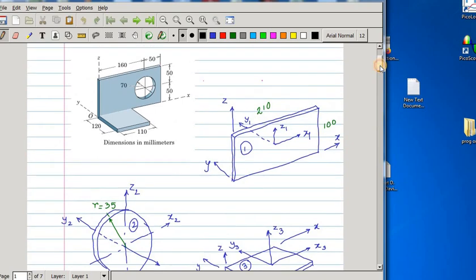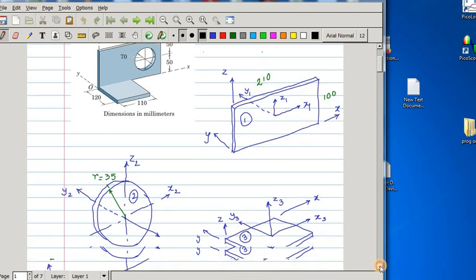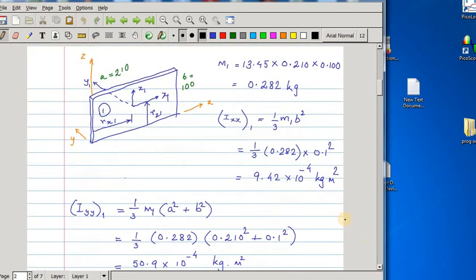Now for this rectangular plate we know the moment of inertia about X axis and Z axis, and the moment of inertia about Y axis will be the sum of these two. And you know for thin uniform plates the mass moment of inertia is closely related to area moment of inertia. So here for this Ixx1, that means for 1, Ixx is 1/3 m1 b square. So m1 about x, that means b is this one, so 1/3 m1 b square.